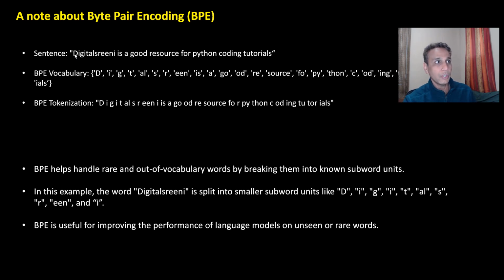Maybe it could have broken it down into "digit", "AL", and something else that makes sense. In this specific example, this word was split into D, I, G, I, and so on. It's basically useful in improving the performance of language models, and GPT definitely uses this BPE type of tokenization. So I'm introducing you to certain terms that hopefully make it easy when you listen to other tutorials or when you read any articles about GPT.